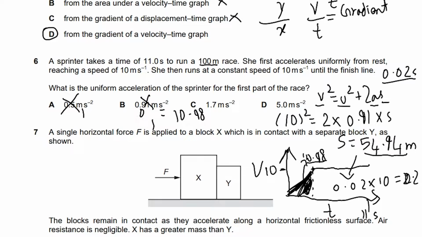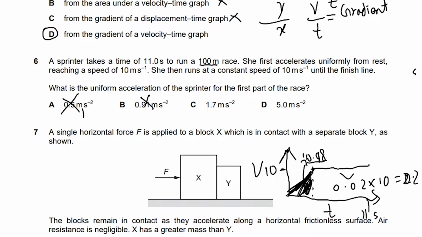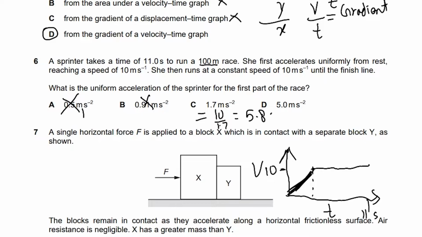Let's check option number C, 1.7. Now 10 divided by 1.7 is 5.882 seconds. Now 5.882 seconds for this initial part, 5.882 for this part, and the remaining part is 11 minus 5.882, which means the remaining part is 5.117 seconds. Okay.